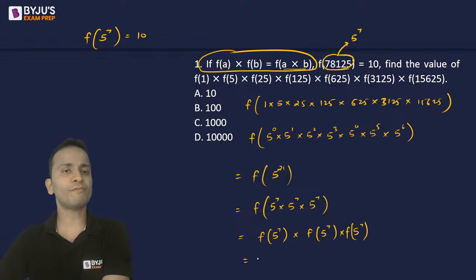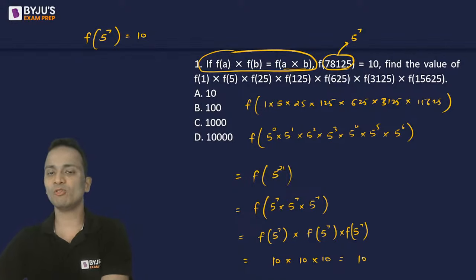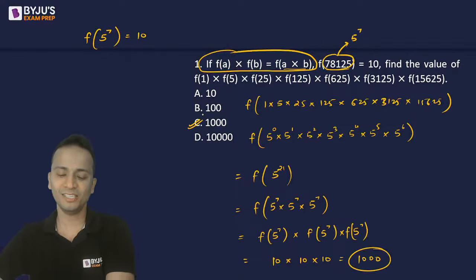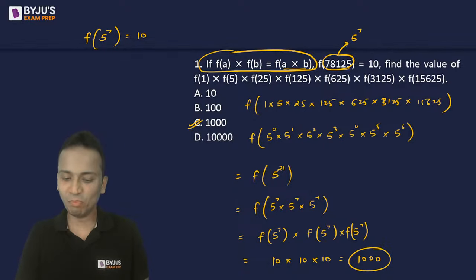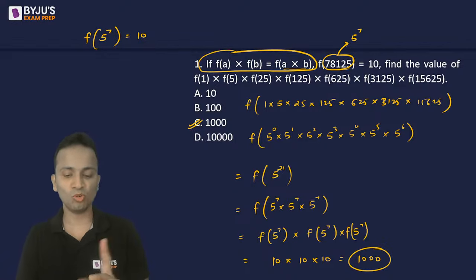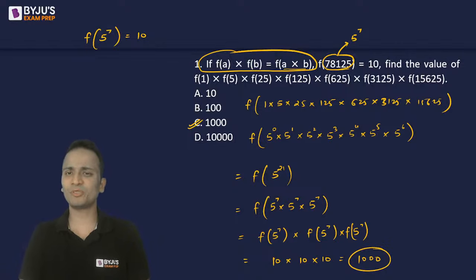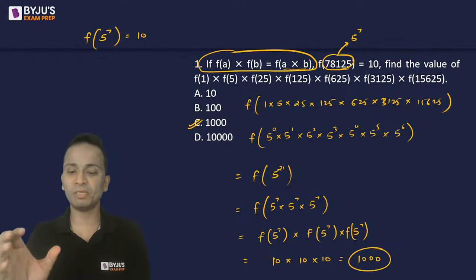Now the value of f of 5 raised to the power 7 is given as 10. So the correct answer should be 10 into 10 into 10, that is 1000. So 1000, that is option C, should be the correct answer. And most of you have given a wrong answer except Monu. So Monu has given a correct answer, option C. Others have given the answer as option B. I hope you have understood what mistake you have made.